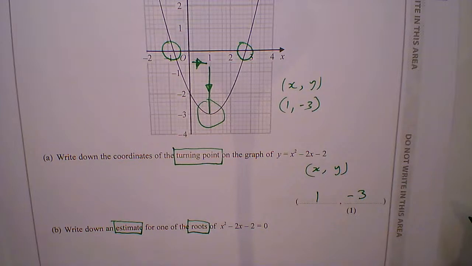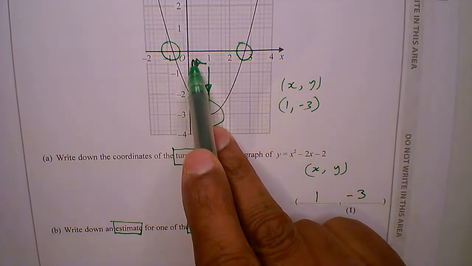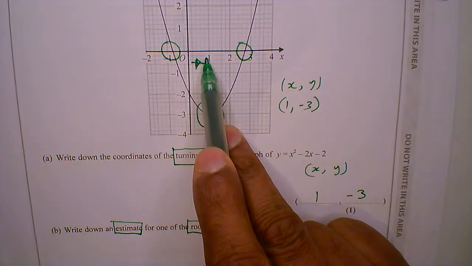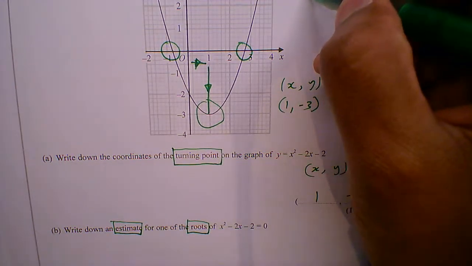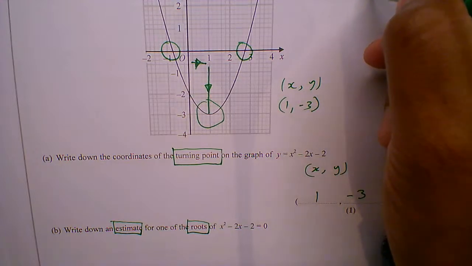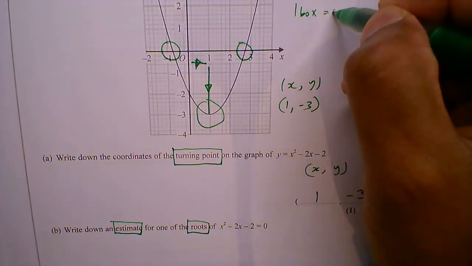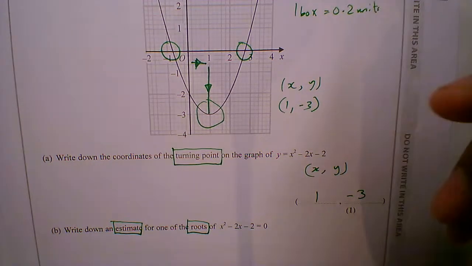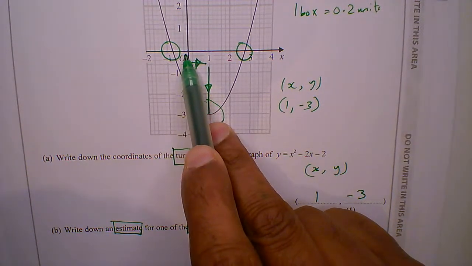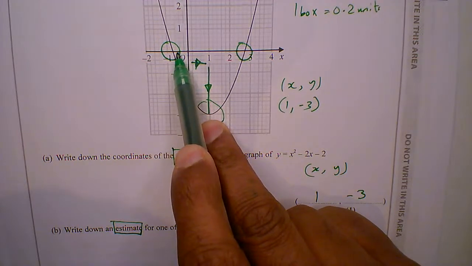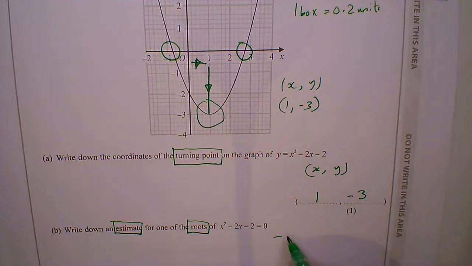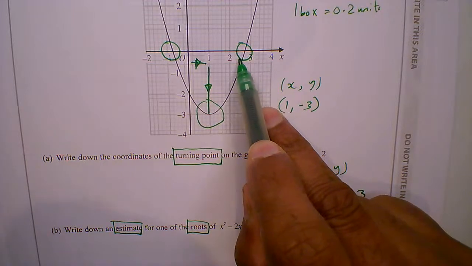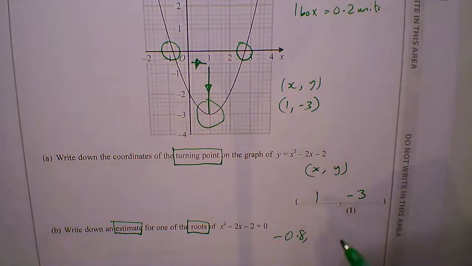And so now you can work out what that is. We've got 5 small boxes that make 1 unit, so one small box equals 0.2 units. So here I can see I'm going minus 0.2, 0.4, 0.6, 0.8. So minus 0.8. And then the same thing on the other side: 2.2, 2.4, 2.6, 2.8. Okay, so it's minus 0.8 or 2.8.